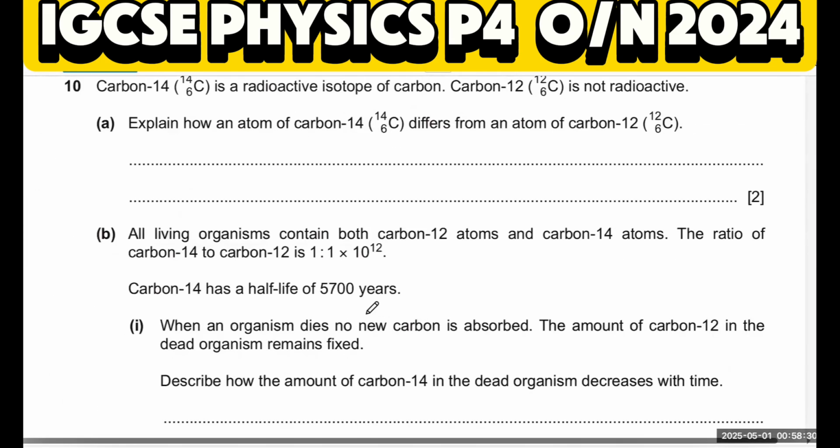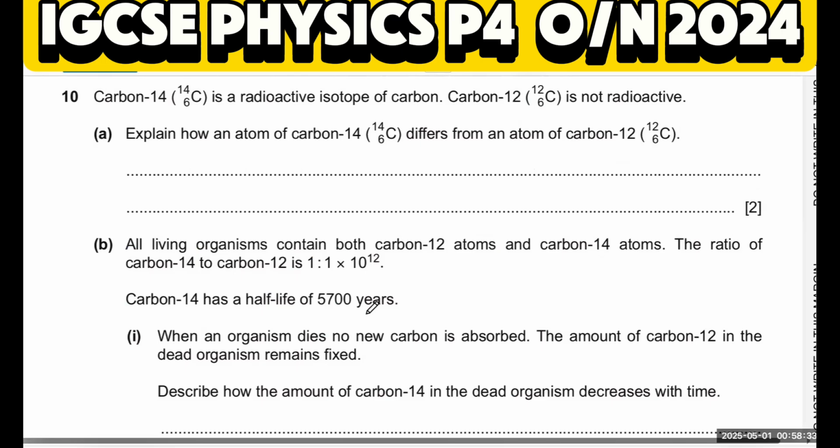Next question, question 10, second last question. Carbon 14 is a radioactive isotope of carbon. Carbon 12, 12 6, is non-radioactive. Explain how carbon 14 is different from carbon 12. So we know that these are isotopes of carbon in which the charge number is the same, but the mass is different. So what can we write? We can write carbon 14 is heavier. Why? There are two more neutrons. So carbon 14 is heavier.